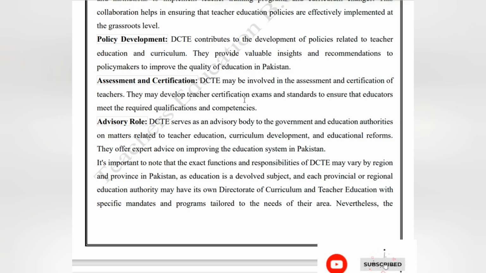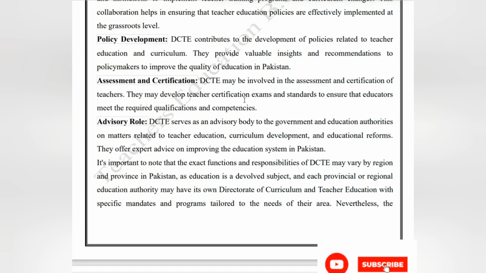Then assessment and certification. DCTE may be involved in the assessment and certification of teachers. They may develop teacher certification exams and standards to ensure that educators meet the required qualifications and competencies.